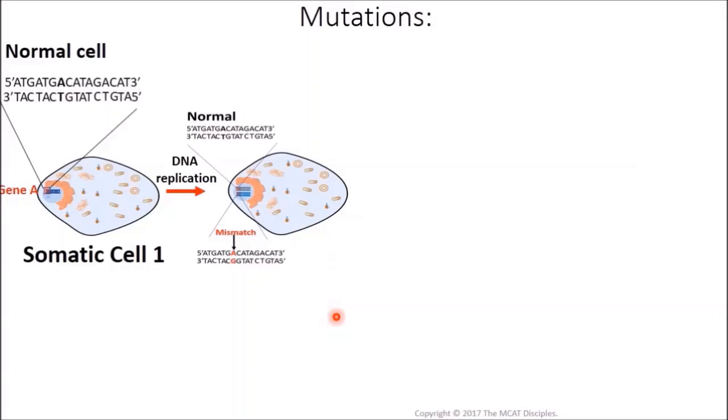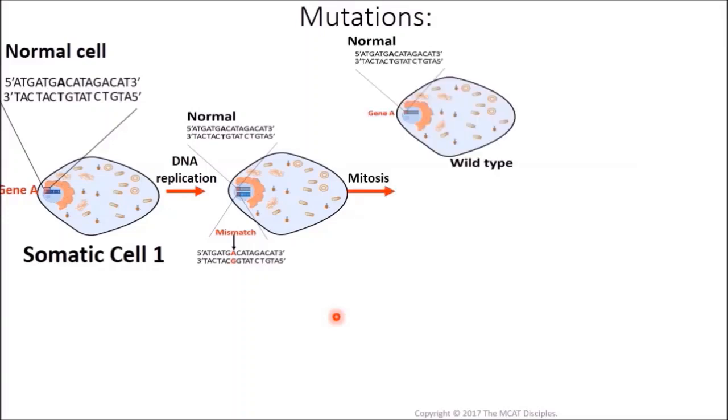Now, if it doesn't do that, and any of the other repair mechanisms don't fix that, it can go on to go through mitosis.